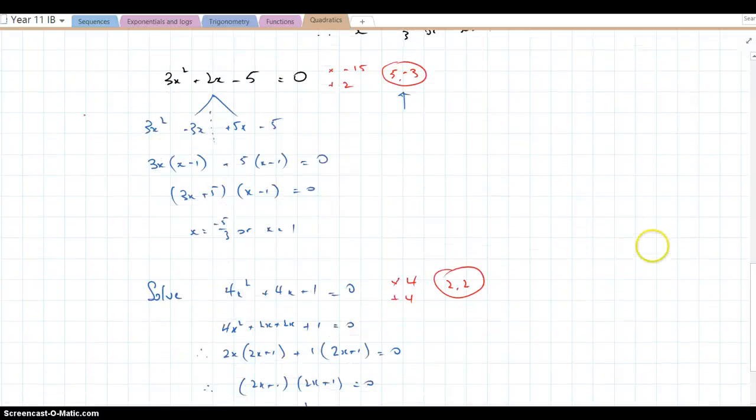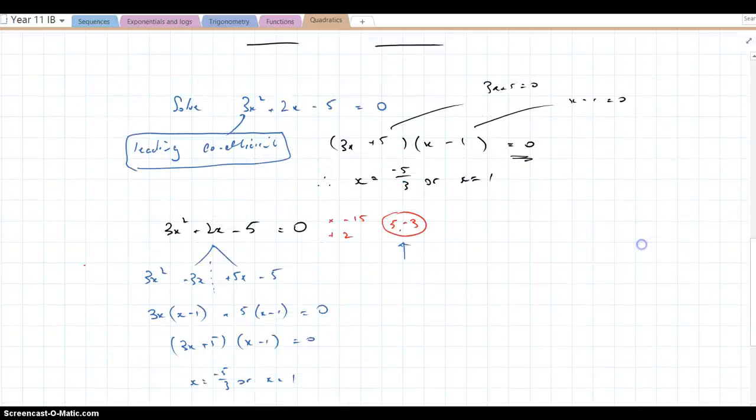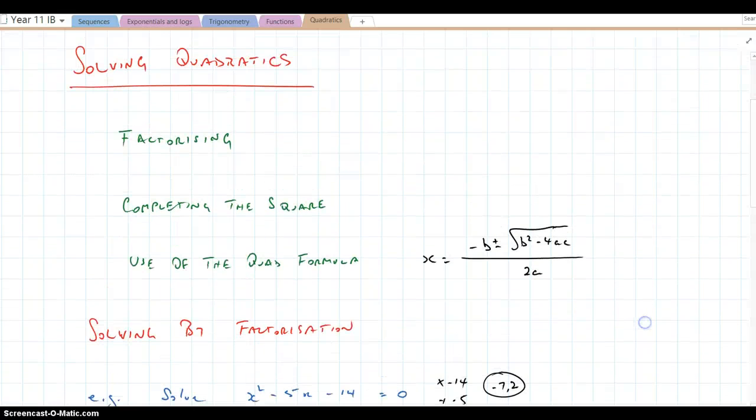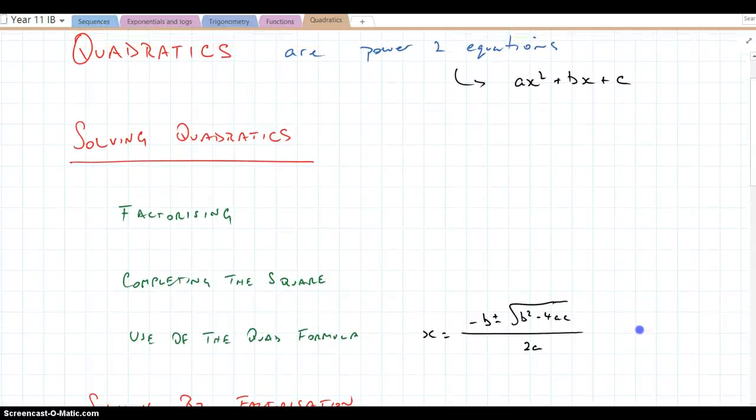Okay, continuing our work on quadratics and solving quadratic equations. The last screencast was on solving by factorization. Going right back up to the top here, we're looking at a section on quadratics. The first part of that section is solving quadratic equations, and we looked at the three ways of doing so: factorizing by factorization, and that was indeed our first screencast on factorizations.